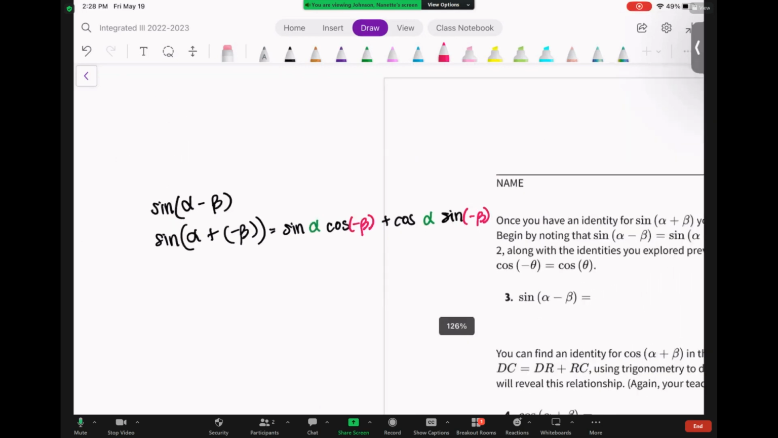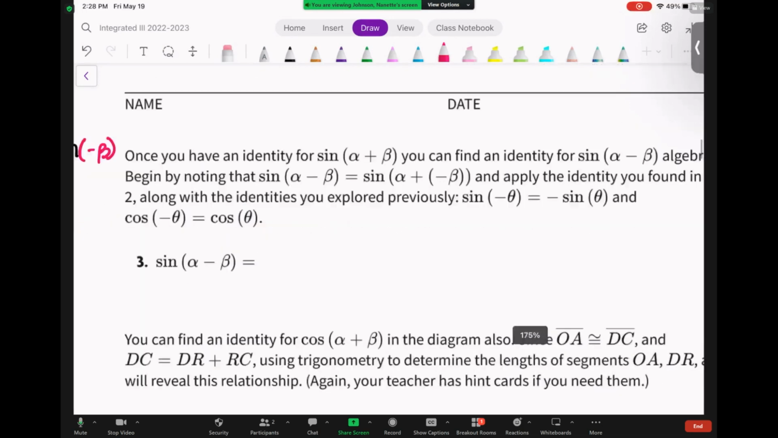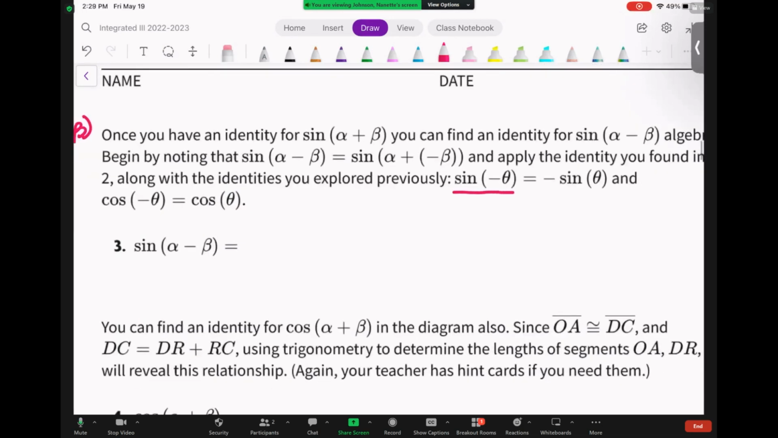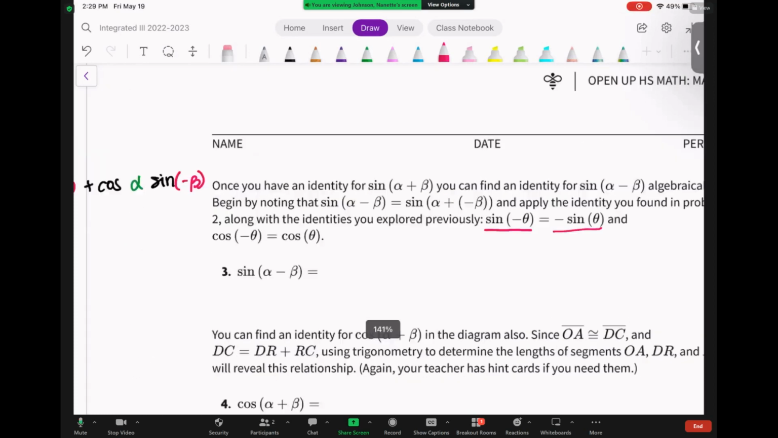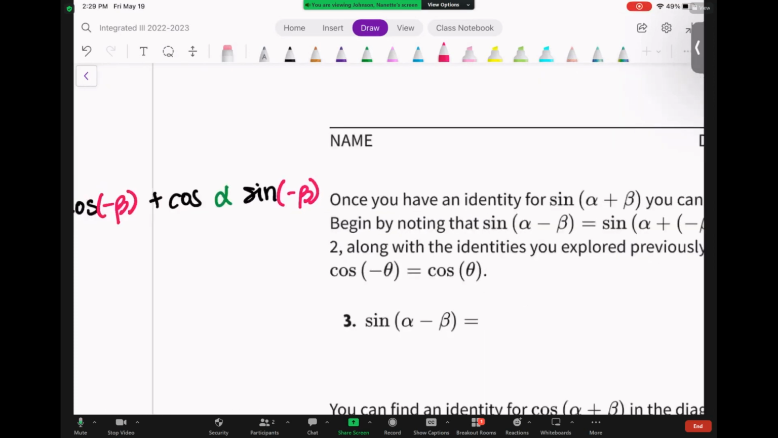So the next step they tell me to use is remembering that sine of negative theta equals negative sine theta. So sine of negative theta, which is right here, that's sine of negative beta. So instead of that, I'm going to be writing negative sine beta. And I'm going to put it in parentheses because there's an invisible times here. I'm multiplying cosine alpha times sine negative beta.